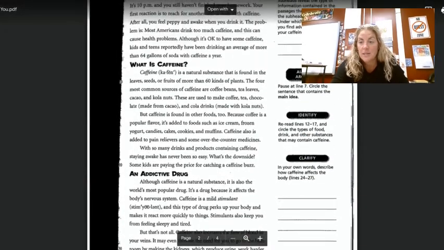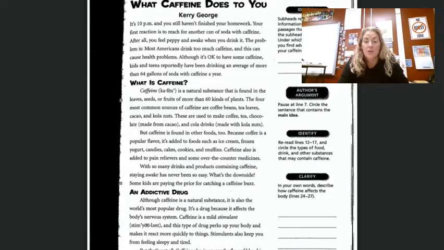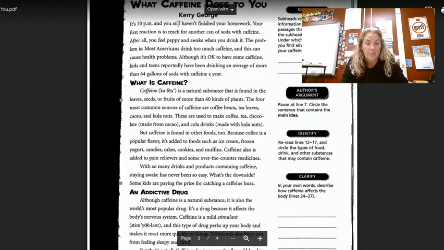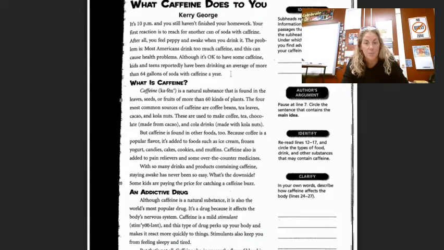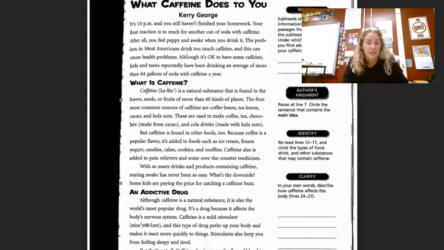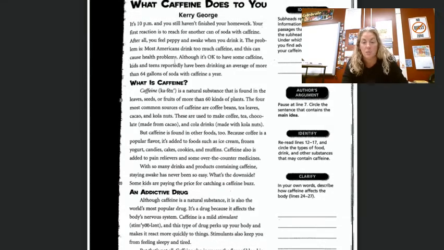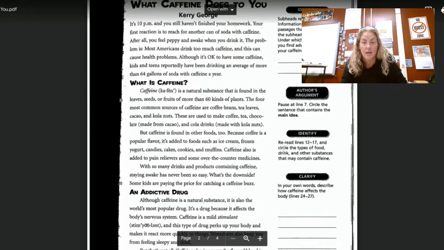So let's go back a little bit into these side questions. Let's go to this author's argument right here. It says, pause at line 7, circle the sentence that contains the main idea. So that's up in here. Most Americans drink too much caffeine, and this can cause health problems. Although it's okay to have some caffeine, kids and teens reportedly have been drinking an average of more than 64 gallons of soda a year. So obviously, this right in here, most Americans drink too much caffeine, and this can cause health problems. That's going to be your main idea.